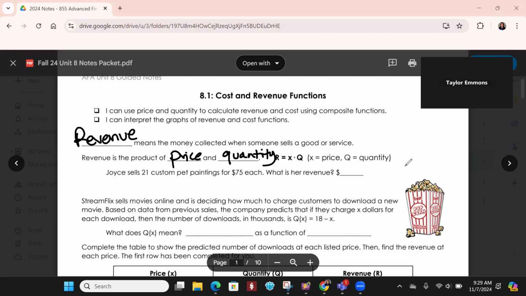Okay, so Joyce sells 21 custom pet paintings for $75 each. I'll pay $75 for a pet painting, whatever. All right, what is her revenue? So what's price times how many items? So quantity. So 21 times 75. What does that give me? 1,575. The revenue of 1,575.